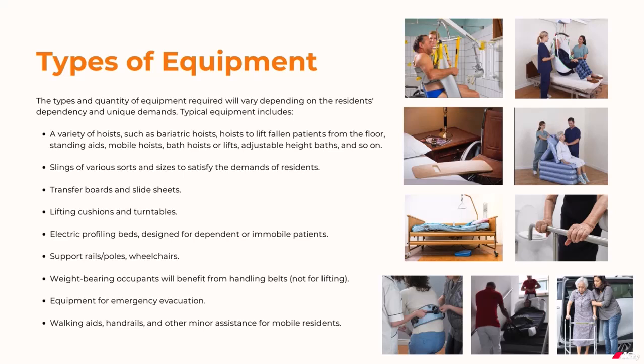Electric profiling beds designed for dependent or immobile patients. Support rails or poles, wheelchairs. Weight-bearing occupants will benefit from handling belts, not for lifting. Equipment for emergency evacuation. Walking aids, handrails, and other minor assistance for mobile residents.